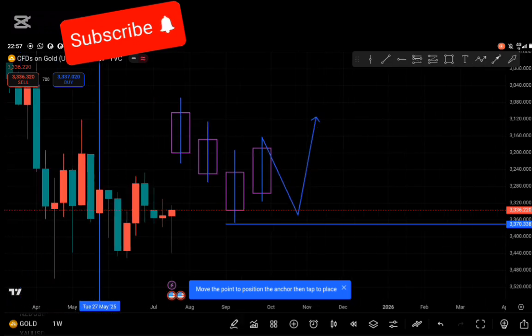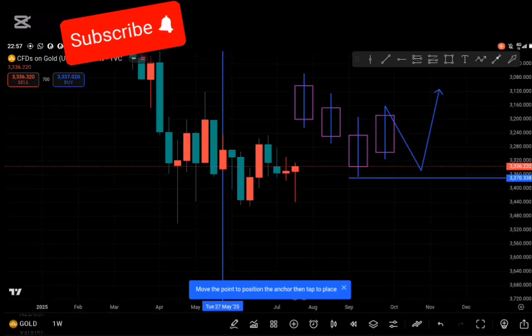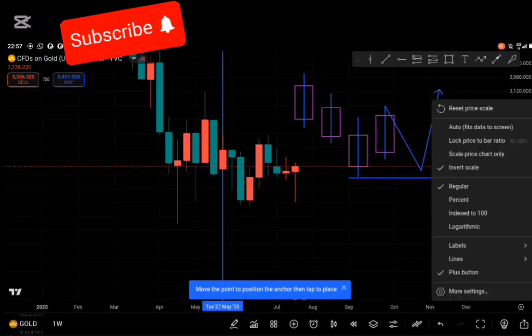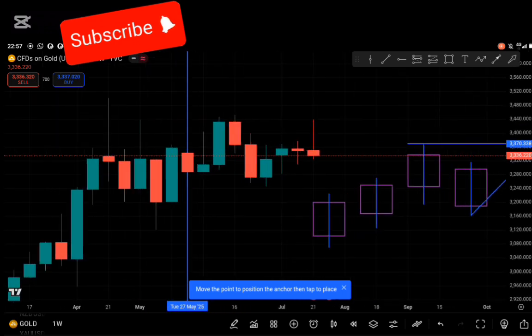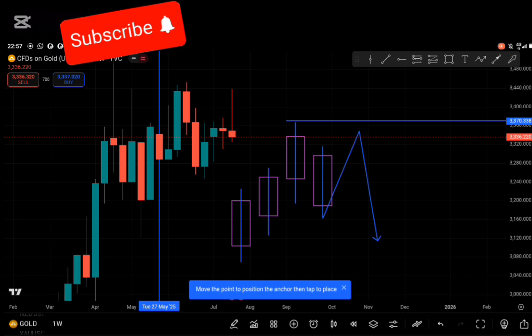So now let's go to the chart. Let me show you guys exactly what I am trying to show you. The first thing you have to do as a beginner forex trader is to identify your 8 focus candles, your current 8 candles.